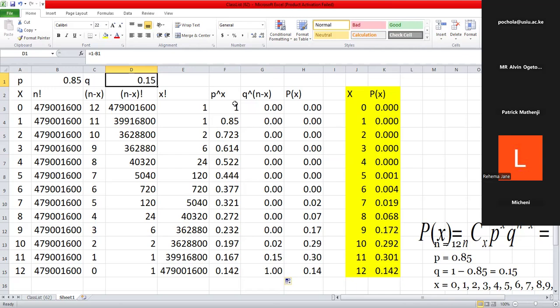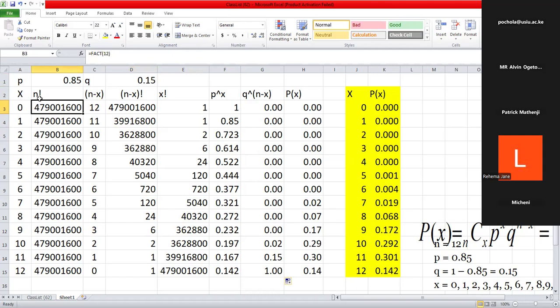Excuse me, Prof. Please click on the first one where you have the formula for column B. Column B, this one. Just go to your left. That's fact. Now go to the next one. Yeah, that's fact.